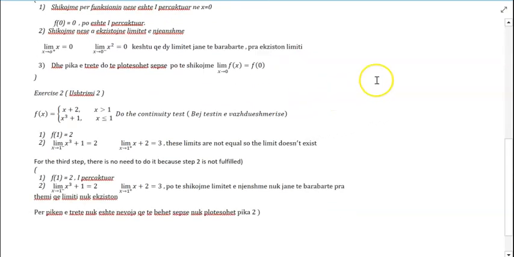Move on with exercise 2. We have f of x is equal to x plus 2 for x greater than 1 and x cubed plus 1 for x less or equal to 1. And the exercise says to do the continuity test.